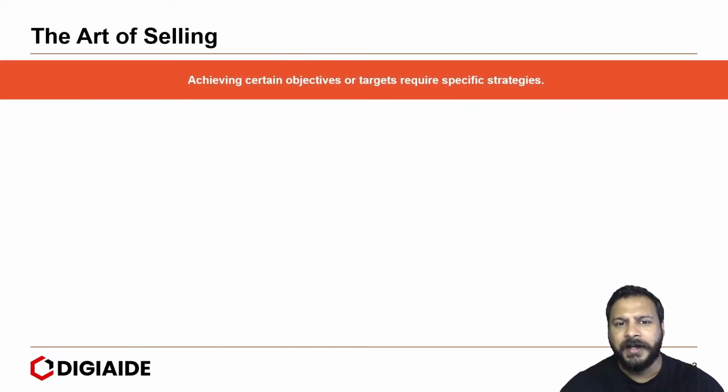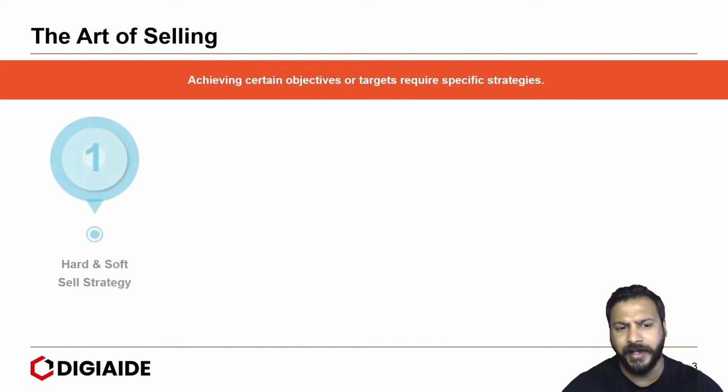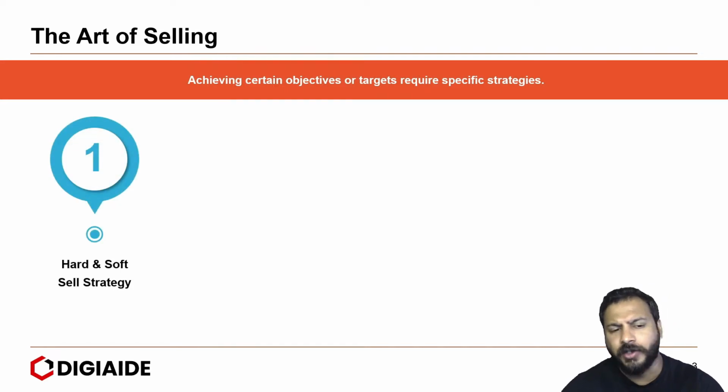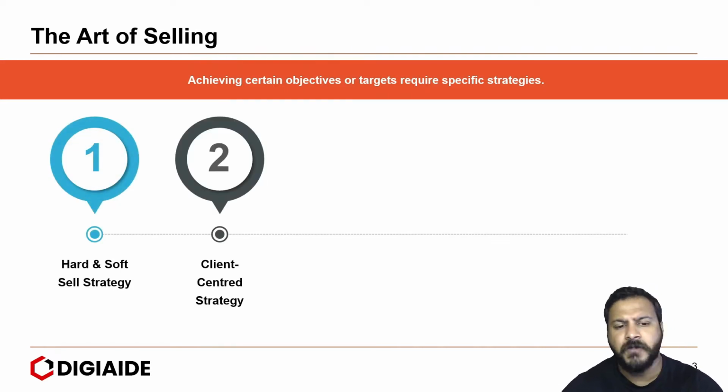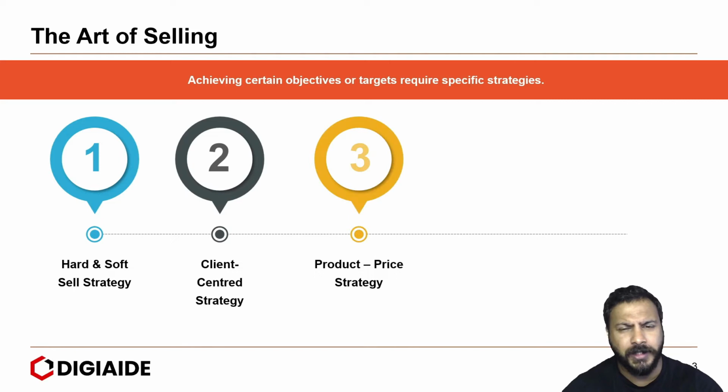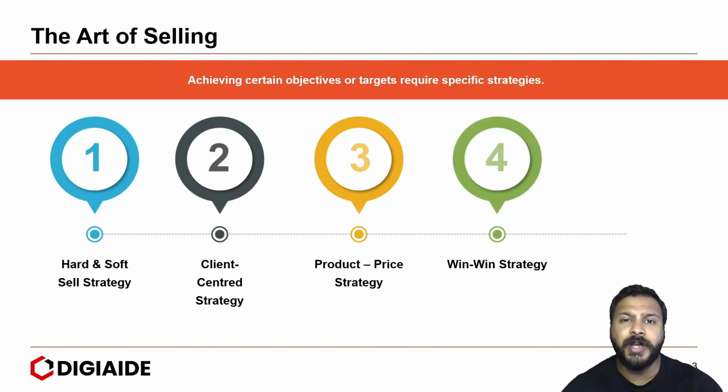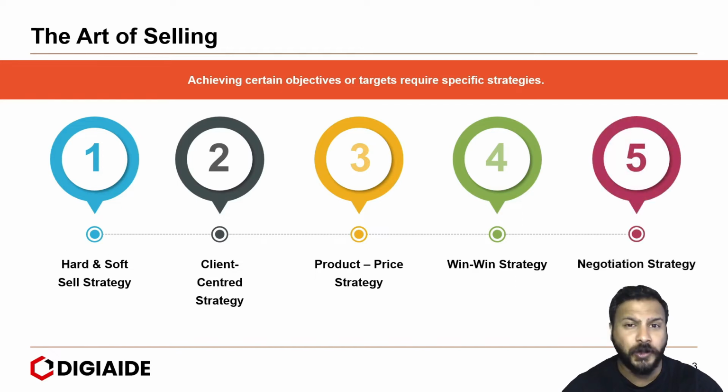Moving forward, achieving certain objectives or targets requires specific strategies, and they entail the following. Your sales strategy could be a hard or a soft sell strategy. It could be a client-centered strategy where you keep the interest of the client above your interest as a company. It could be a product price strategy where you play around with the quality or with the price of the product. It could be a win-win strategy where both the parties are happy. Or it could lead to a negotiation strategy.